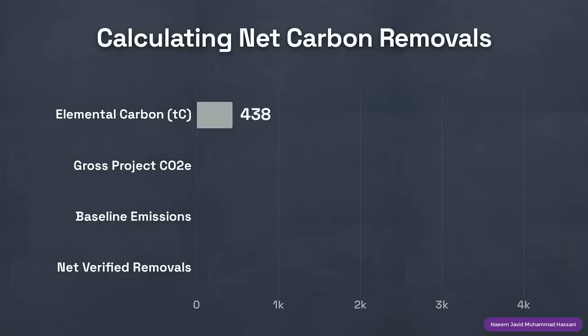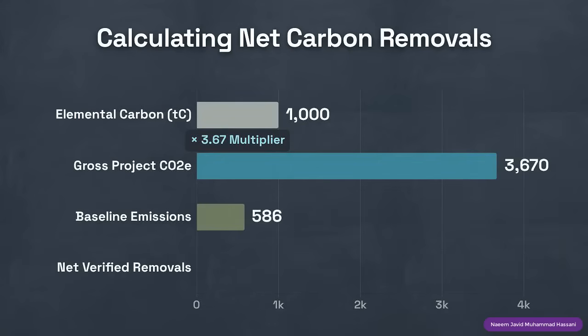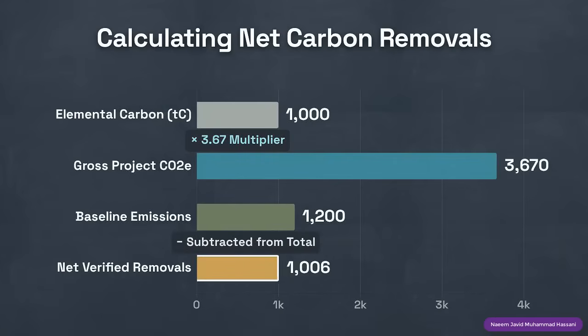Next comes the ultimate chemical conversion required by the financial market. The raw mass of elemental carbon is multiplied by 3.67. This accounts for the molecular weight of oxygen, calculating the exact carbon dioxide equivalent, or CO2e, the core tradable metric. Finally, baseline emission scenarios, the carbon that would have been released without intervention, are subtracted from the CO2e total to yield the precise volume of net emission removals.